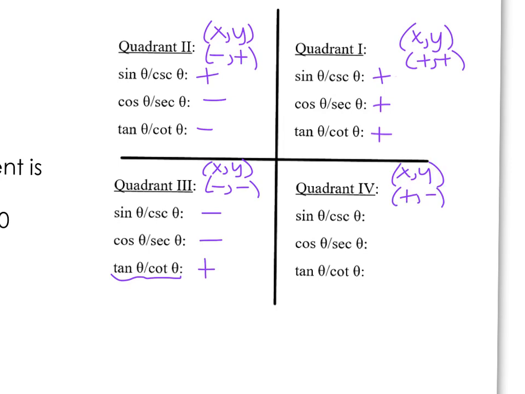And last but not least, in quadrant 4, you count to the right, but then you count down on the y-axis, making the y-coordinate negative. This would make sine and cosecant negative, but cosine and secant are positive, and then tangent and cotangent are negative. This chart is just a quick reference to make sure we're plugging in the correct values, putting our points in the correct quadrant, and determining when things are positive or negative.